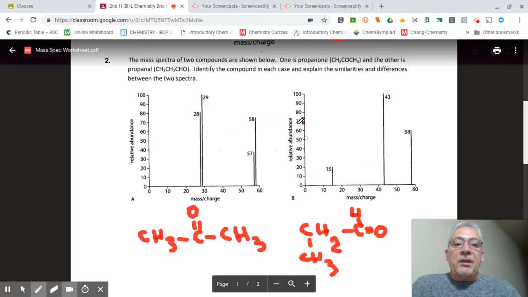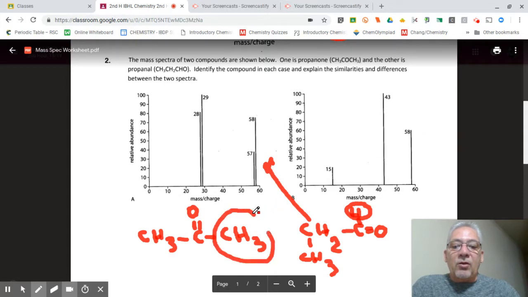So the next thing will be to identify the spectrum for each compound, and my answer will be the aldehyde will be this one. Why? Even though both have the same molecular mass or molar mass, when you take away one hydrogen, it goes from 58 mass to 57 by losing one hydrogen, while the ketone will lose the whole methyl group. It goes from 58 to 43.